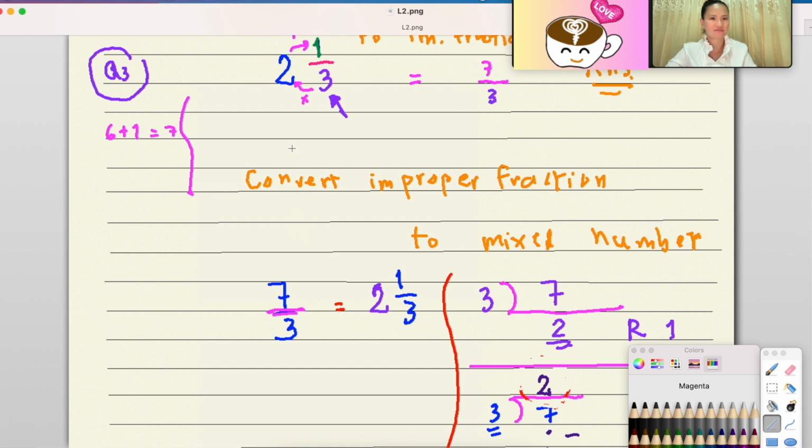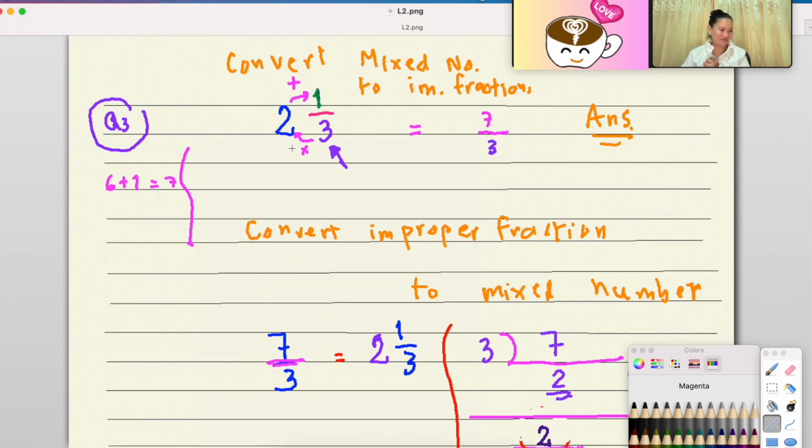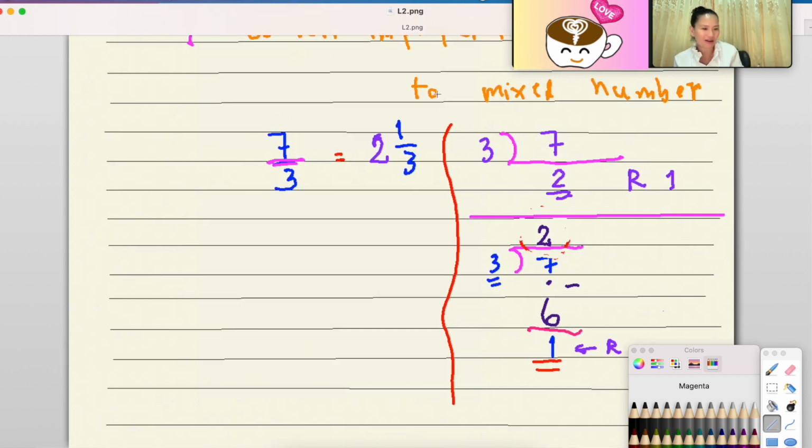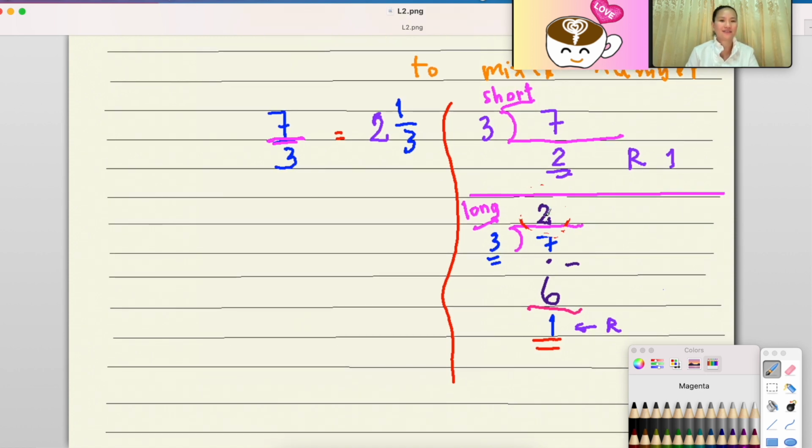Where are you now from here? You want the short method? Okay. Let me know when you finish writing them down. Okay, done.